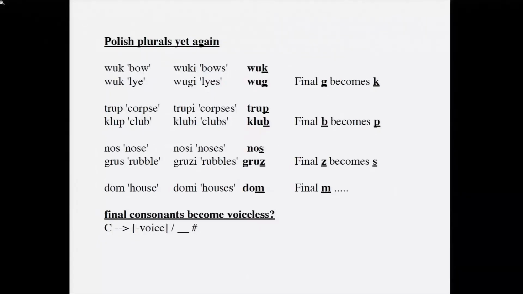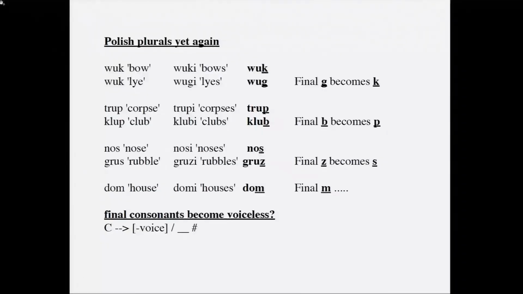What we said about Polish plurals was that it's useful to say that there are words that end underlyingly in sounds like G and B and Z, and that those final sounds devoice when they're at the ends of words. So underlying wug, the word for lie, becomes wuk if you don't add anything after it. And same with the word for club and the word for rebel.